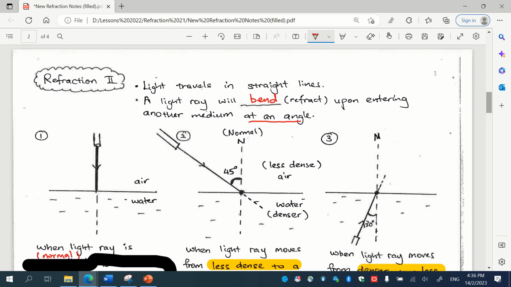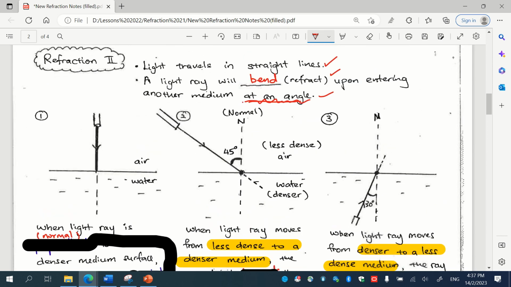Okay, to the drawing. There are three rules by which you have to understand how rays move as they enter from one medium to another. First of all, light travels in a straight line, and the ray of light will bend upon entering at an angle. You must know that when it enters at an angle, it will start to bend or refract. But how does it bend? Does it bend towards the left or towards the right? There are three rules that you have to follow. So we are going to go through 1, 2, 3. Then we will do some exercises.